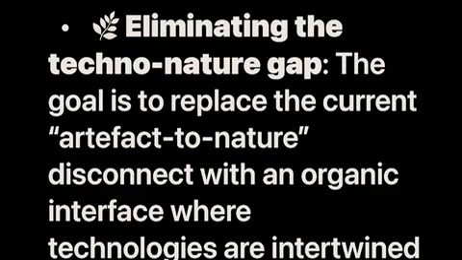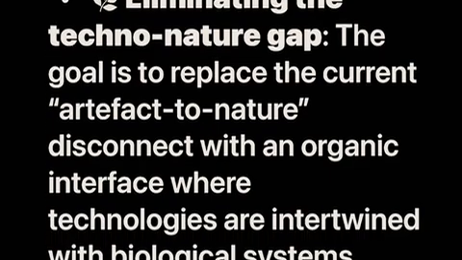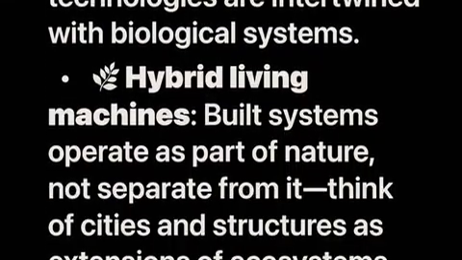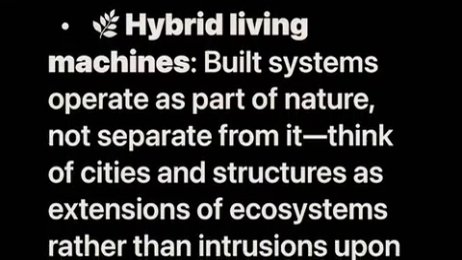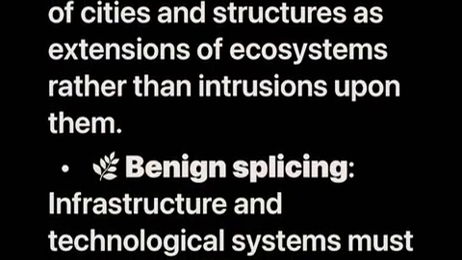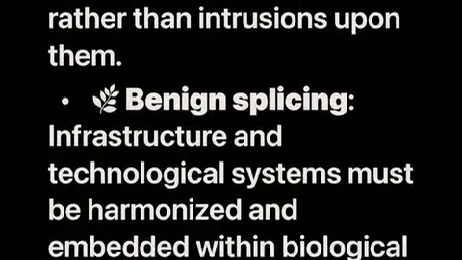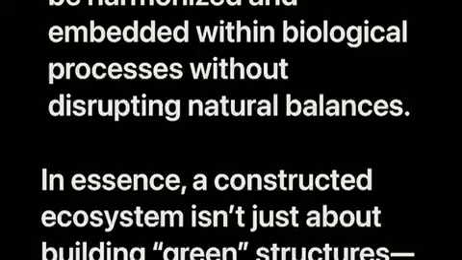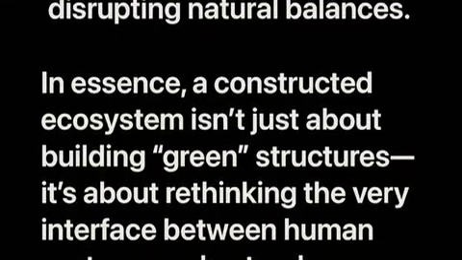Eliminating the techno-nature gap. The goal is to replace the current artifact-to-nature disconnect with an organic interface where technologies are intertwined with biological systems. Hybrid living machines: built systems operate as part of nature, not separate from it. Think of cities and structures as extensions of ecosystems rather than intrusions upon them. Benign splicing: infrastructure and technological systems must be harmonized and embedded within biological processes without disrupting natural balances.